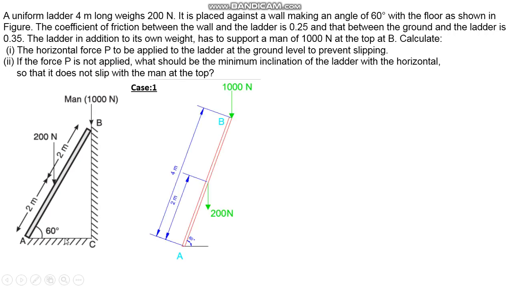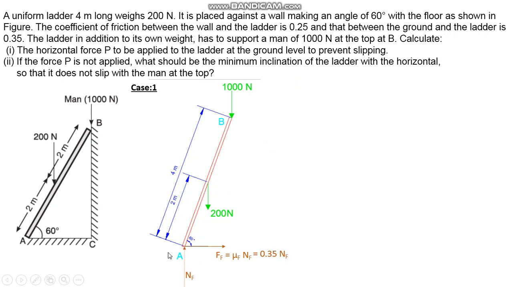Okay, so now this is the free body diagram. This is the ladder weight. Here the length of the ladder is 4 meters and the weight of the ladder is 200 Newton. It should be applied exactly at the middle of the ladder, that is at 2 meters, and this angle is given as 60 degrees. The man's weight is 1000 Newton, as he is at the top of the ladder.